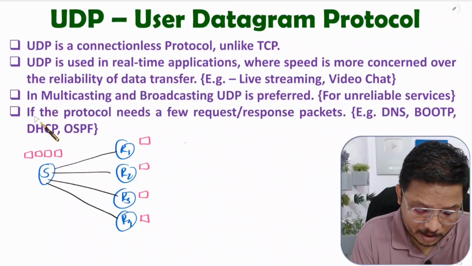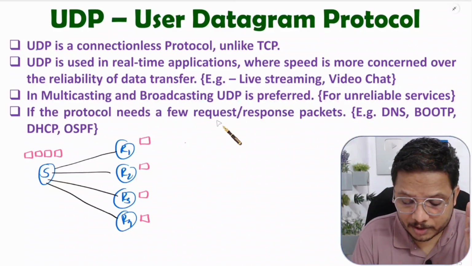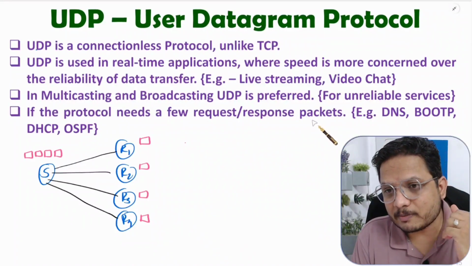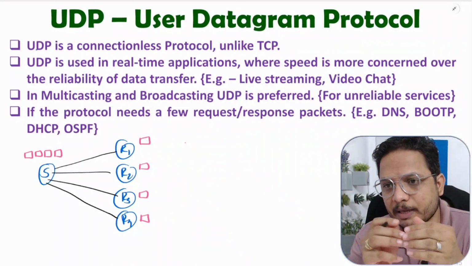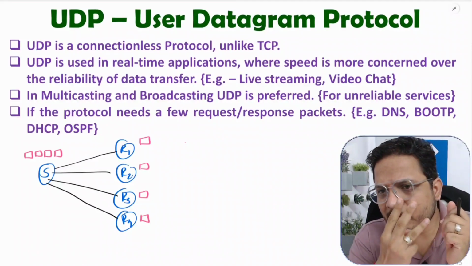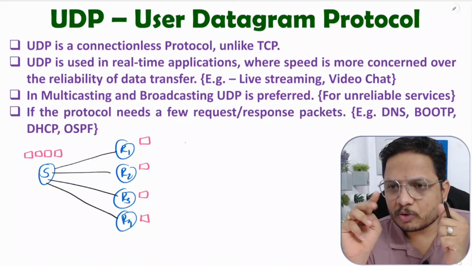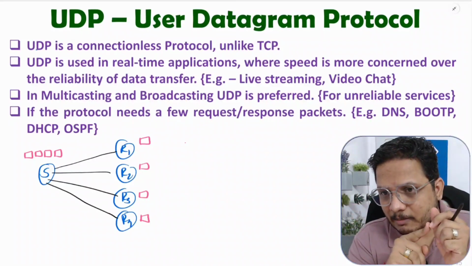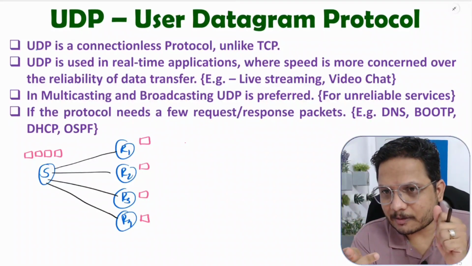See, if a protocol needs few request and response packets, then also UDP is preferred. Like you see in TCP, for connection establishment, there will be a three-way handshake. Those three-way handshake steps will make sure there is connection establishment. Then after that there will be data transfer, right?